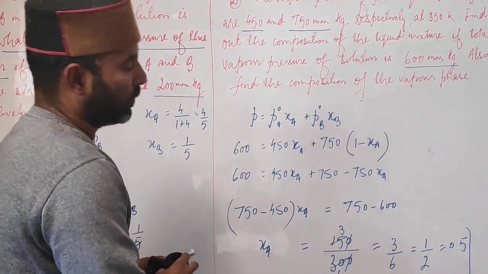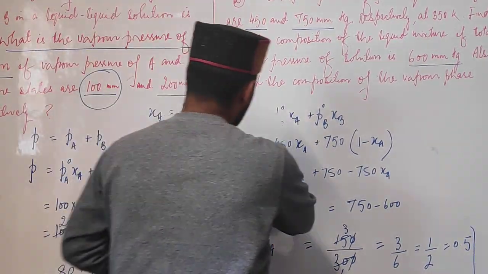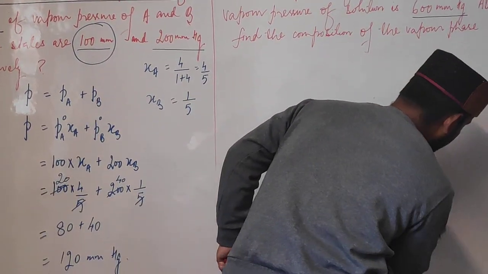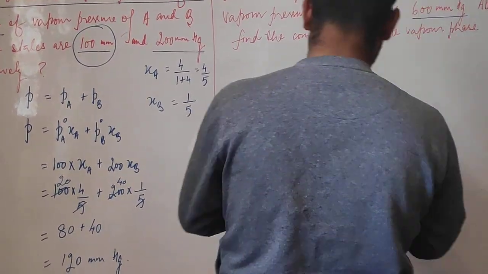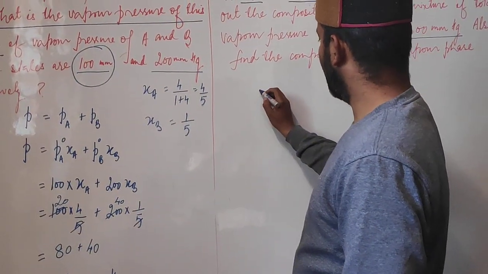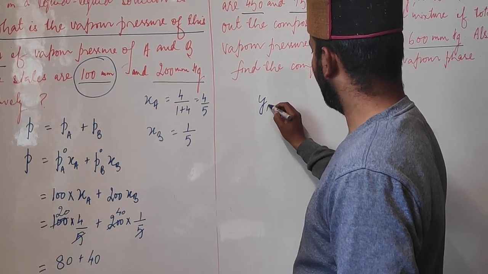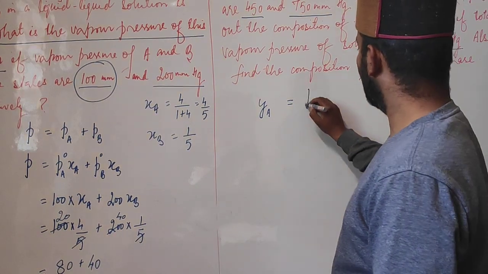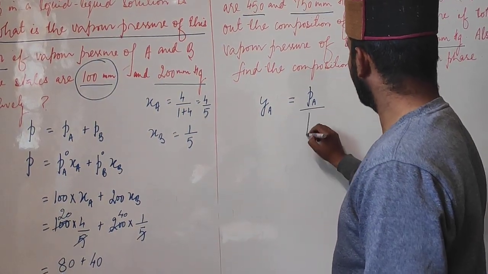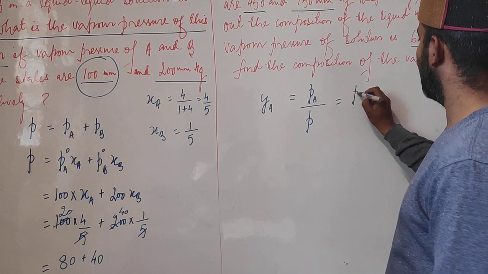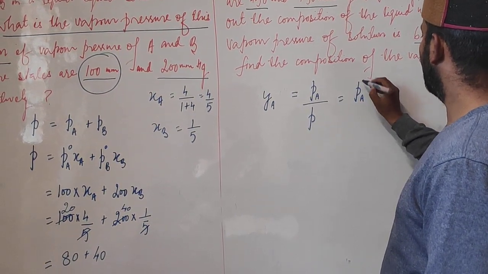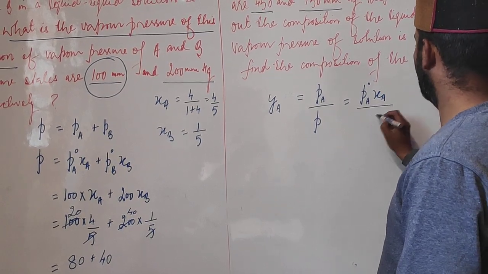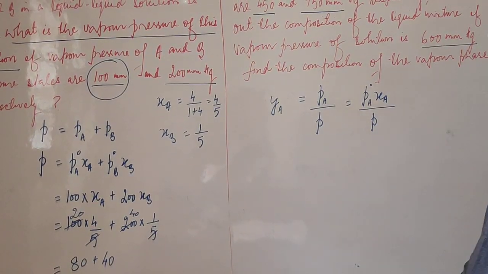So how much will the composition in the vapor phase be? Students, in the vapor phase the composition is determined from Dalton's law, and we know that in the vapor phase the mole fraction is written as Y A. It will be the partial pressure of A upon total pressure, and the partial pressure of A is P naught A into X A, divided by total pressure.